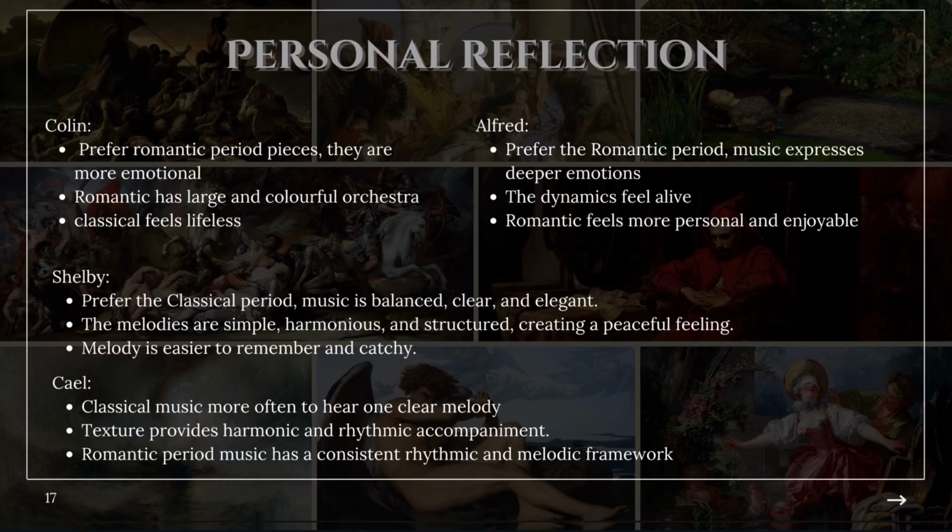I prefer the classical period because the music is balanced, clear, and elegant. I like Für Elise because the melody is easier to remember and catchy. When I listen to classical period music, it is more often to hear one clear melody and all of the other parts of the texture are providing harmonic and rhythmic accompaniment. On the other hand, romantic period music has a consistent rhythmic and melodic framework for musicians to play in big ballrooms for weddings.